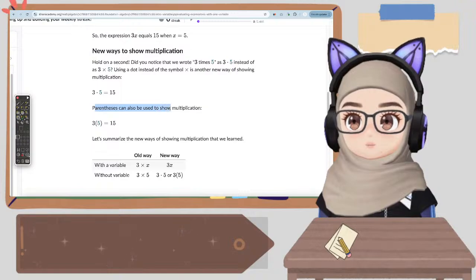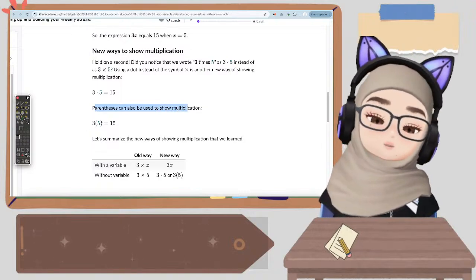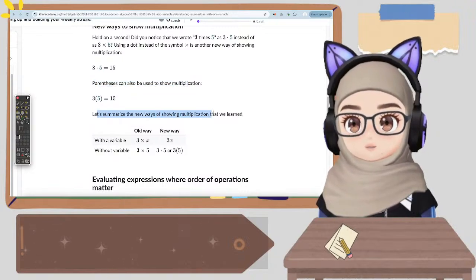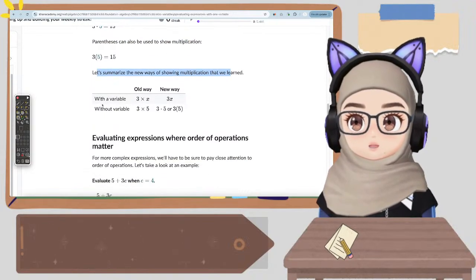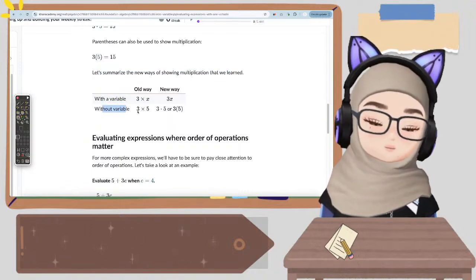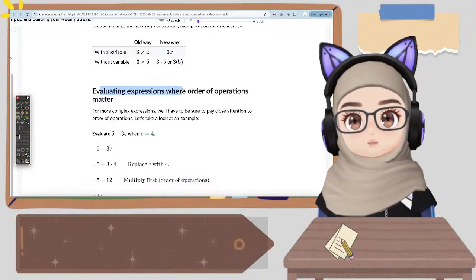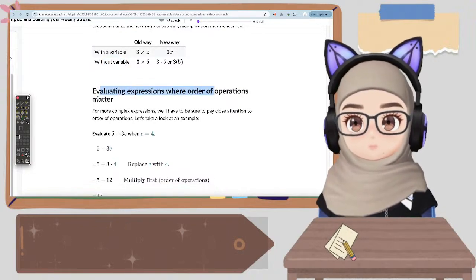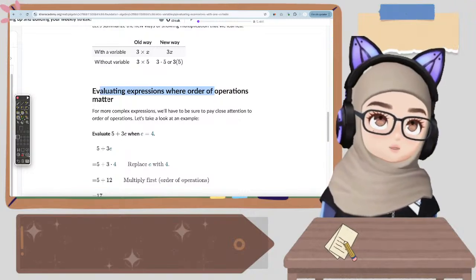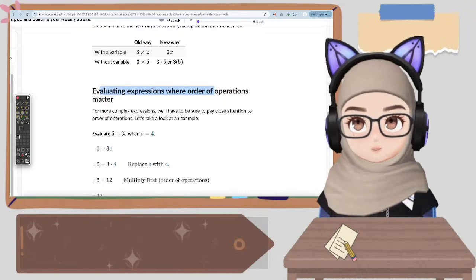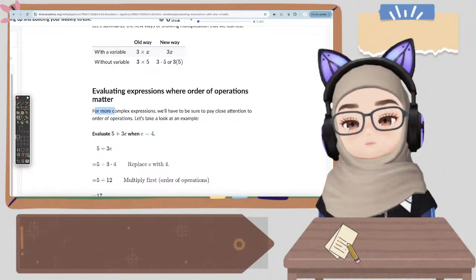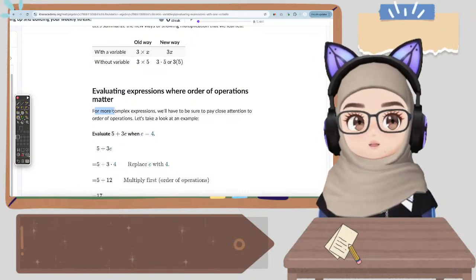Parentheses can also be used to show multiplication. I like parentheses. I don't have problems with parentheses. Let's summarize the new ways of showing multiplication that we learned, with a variable and without a variable, so a constant, a number. Evaluating expressions where order of operation matters. So we have multiple things like multiplication, division, plus and minus, right? And parentheses. And is there anything else?